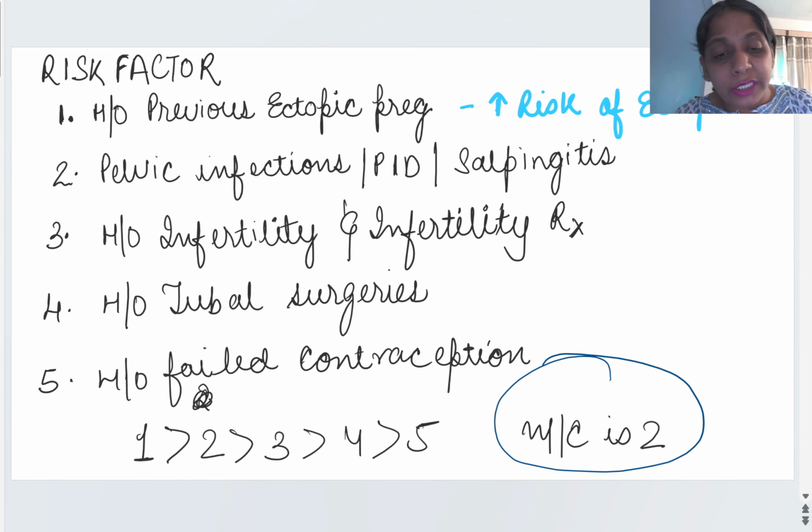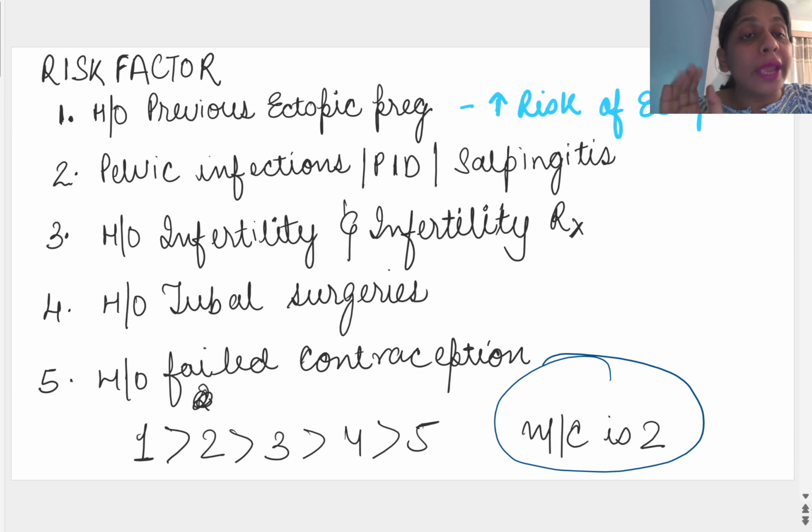Now once a patient has come to you, you will rule out the risk factors, isn't it? So what are the risk factors? The main risk factor, which increases the chance a lot, is a history of previous ectopic. If there is a previous ectopic, high chances are there that another pregnancy will also be ectopic. And number two is a history of pelvic infection, PID, salpingitis.